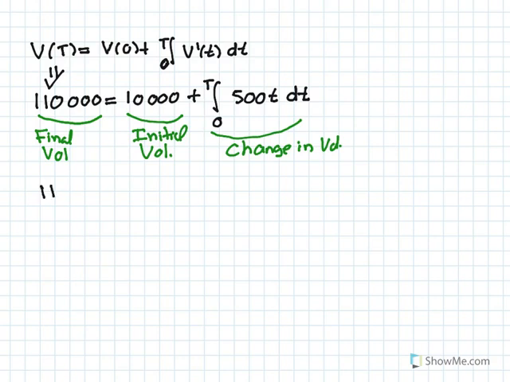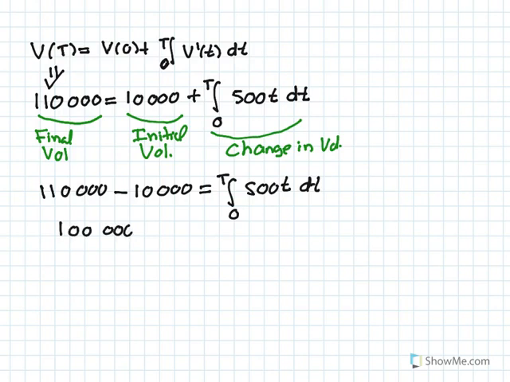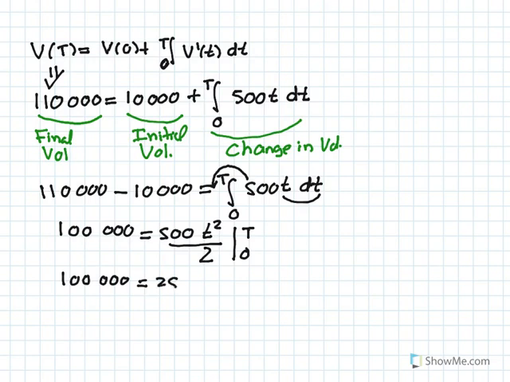So what we get is 110,000. Let's subtract off the 10,000, is equal to the integral from 0 to t of 500 dt. 110,000 minus 10,000, that's 100,000. The 500 passes right through the integral because it's a constant. And integrating dt gives us t, evaluated from 0 to capital T. So we get 100,000 is equal to 500t from 0 to T.